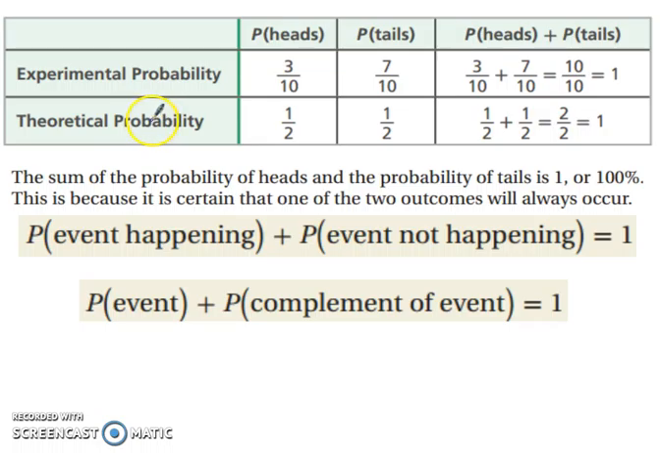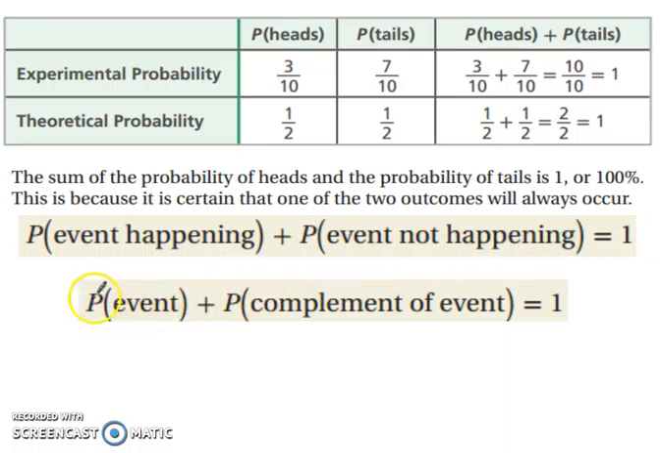Theoretical probability, you have a 50% chance, so a 1/2 chance, so a 1 out of 2 chance of getting heads, or a 1 out of 2 chance of getting tails. When you put your theoretical probabilities together of the event happening and not happening, you still end up with 1, or 100% of the data. So now let's look down below. The P means probability. So the probability of the event happening plus the probability of the event not happening needs to total to 100%, or 1.